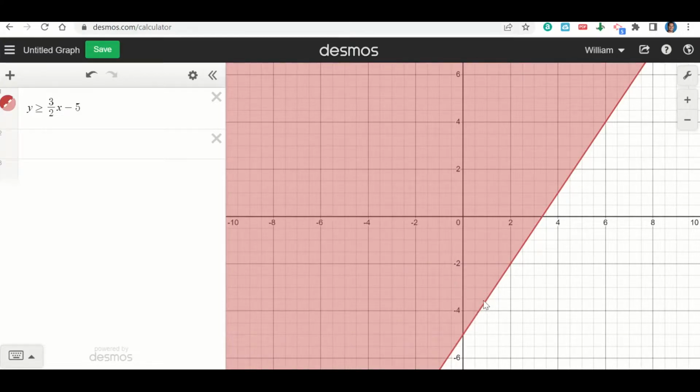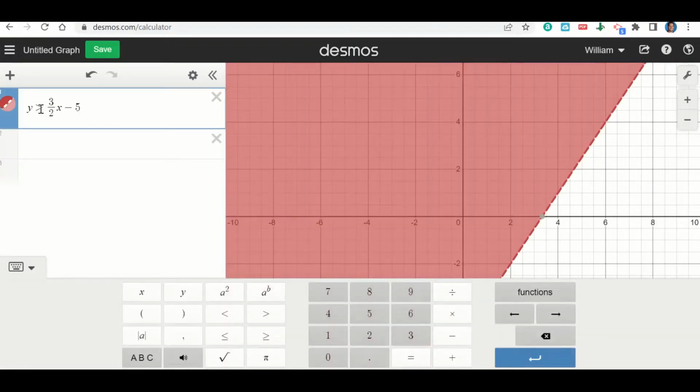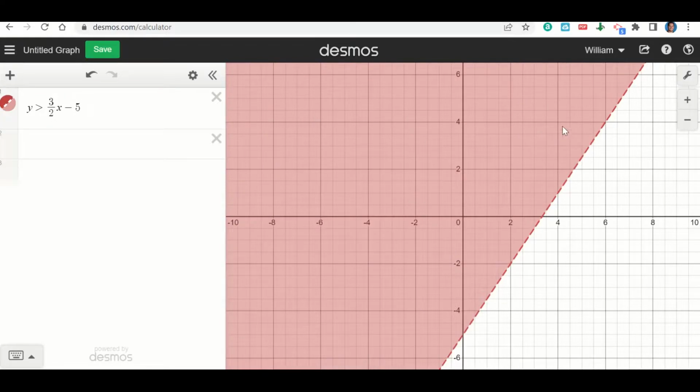It shows the type of line right here and the shading. Now if it wasn't "or equal to," we can see that it creates a dotted line, so it will create the correct type of line, and it will show the shading of where the shading should occur. So that's how you can use Desmos to check your work when dealing with linear inequalities.